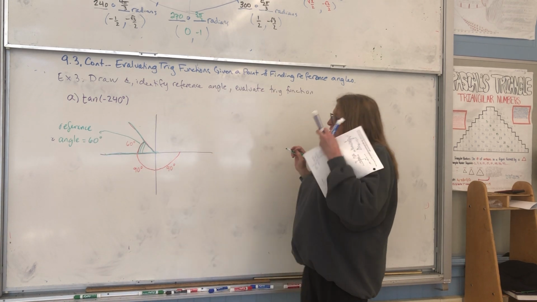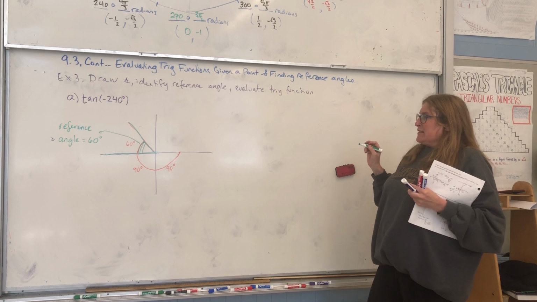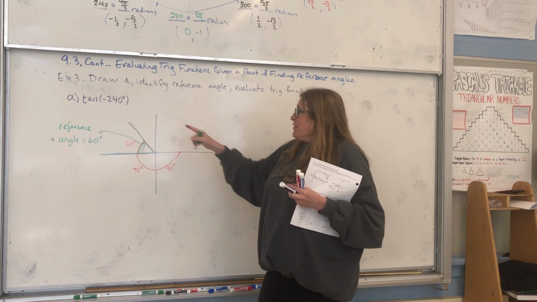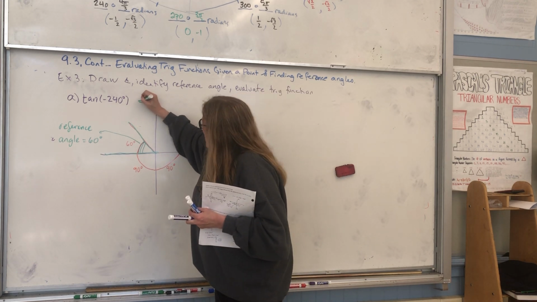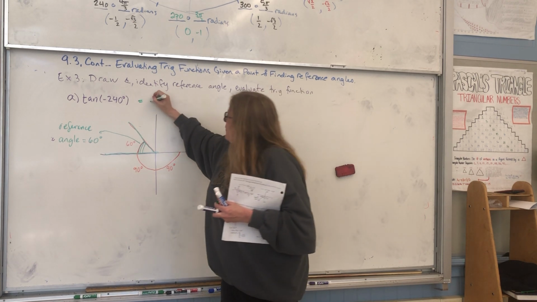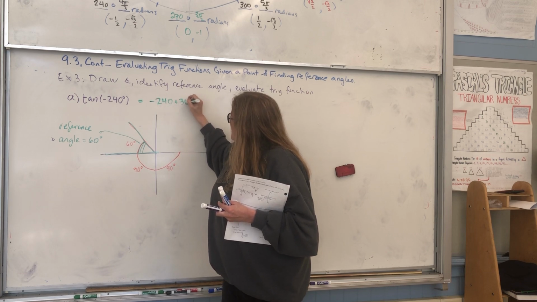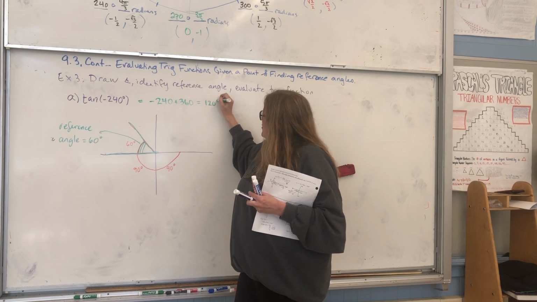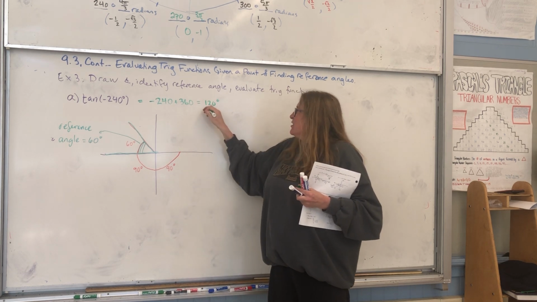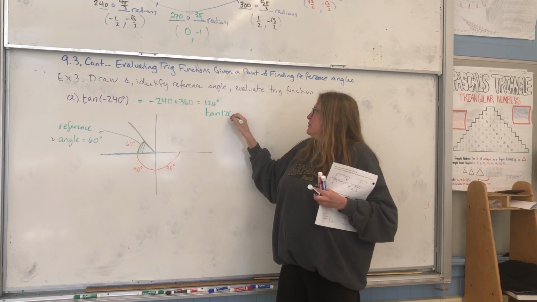Okay, guys, so where are we on the unit circle? We're at negative 240 degrees. They want me to evaluate the tangent of negative 240. I would rather evaluate something that's on the unit circle, so let's add 360. That shows us that we can also evaluate the tangent of 120. That's the same thing as the tangent of negative 240.